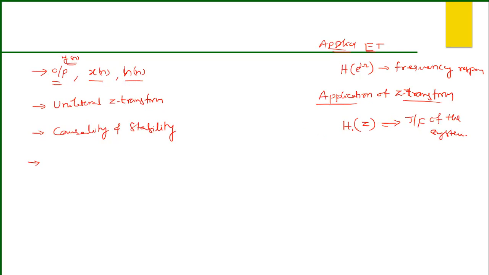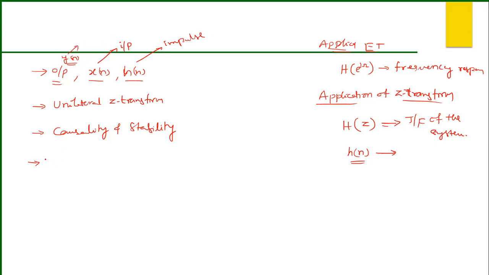For example, if they ask for H of z, what is the transfer function of the system? If they ask what is the impulse response of the system, you remember this h of n is the impulse response, x of n is the input, h of n is the impulse response, y of n is the output of the system.